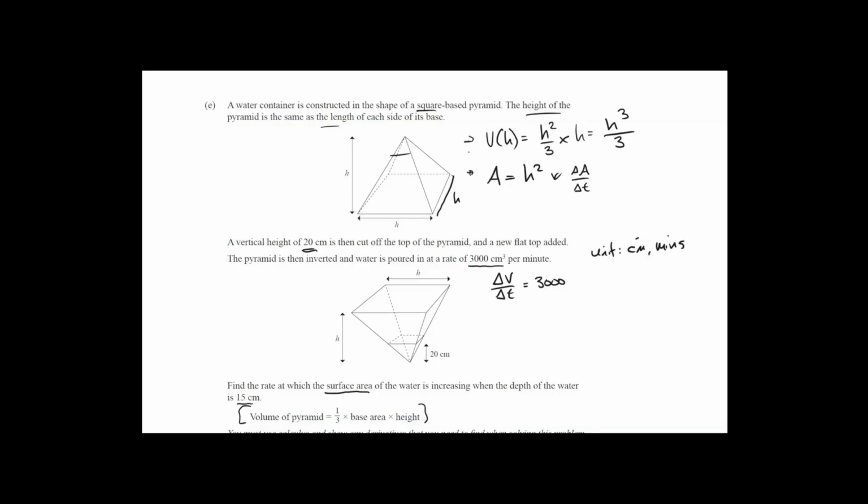The thing which is changing is the volume. We don't know what the change in h is, and we're told to find it when the depth is 15 centimeters, not when h is 15 centimeters. So for the depth, I'm going to draw a line from the apex to the height of the water, whatever the water is. And I'm just going to call that x.